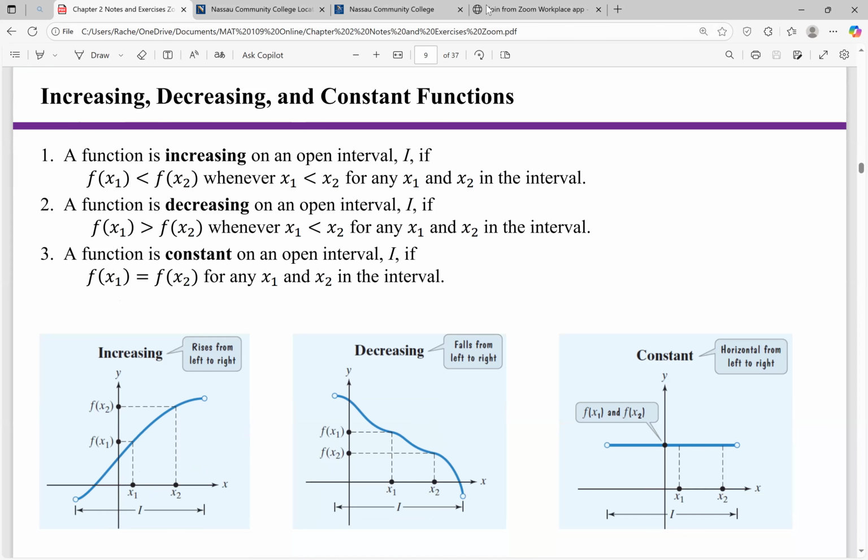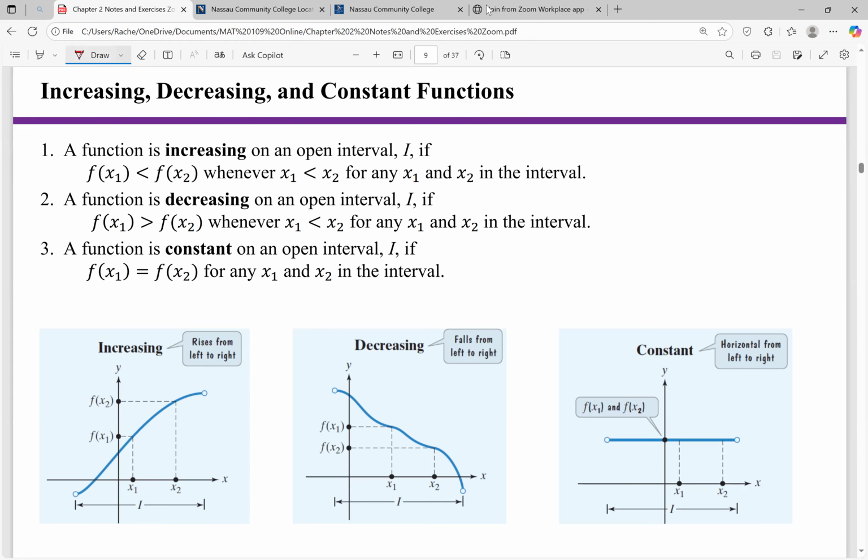So a function is going to be increasing on an open interval I if, and I think the easiest way to look at this is if we look at the graph on the bottom left, if we read the graph from left to right over the interval I, as x is increasing, y is increasing also.